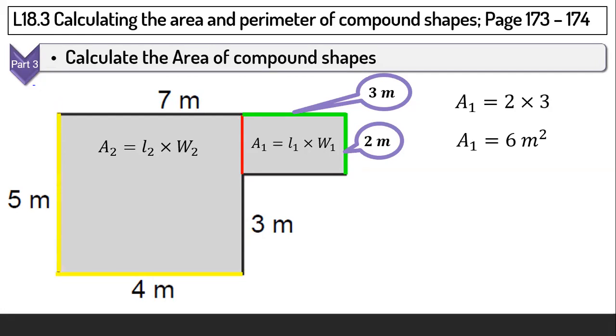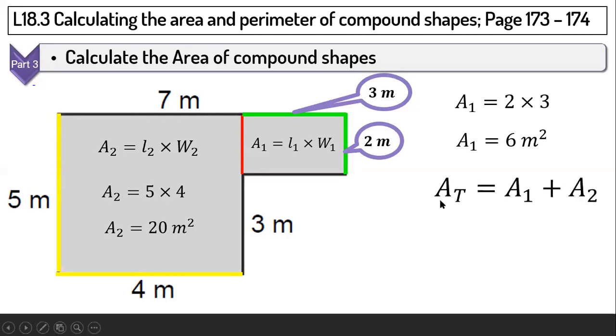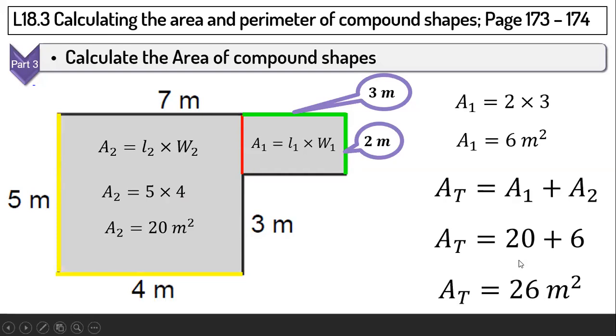4 and 5. So what's the area going to be, Yazid? 20. So now the total area, what's going to be? 26 when we add them. Excellent job. We're going to add them. So total area will be area 1 plus area 2, which means it will be 26 meters squared.